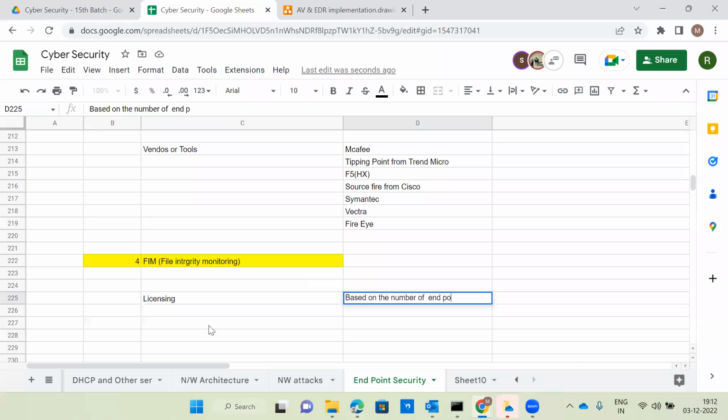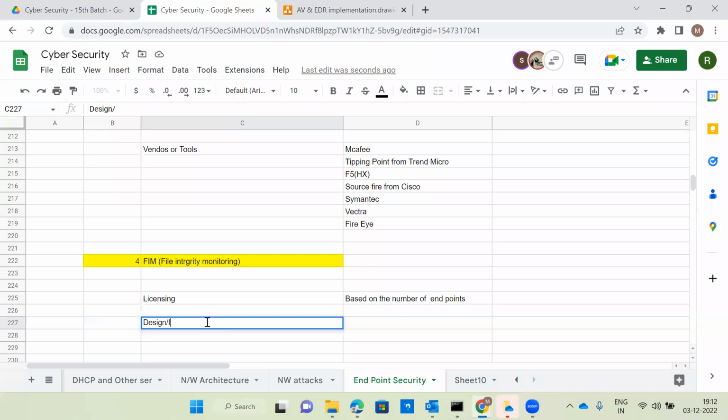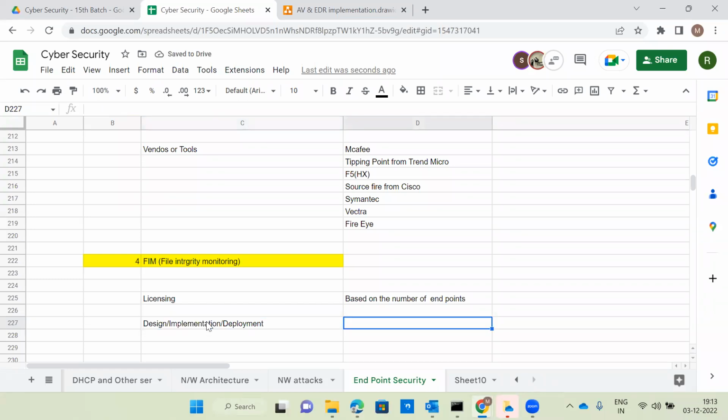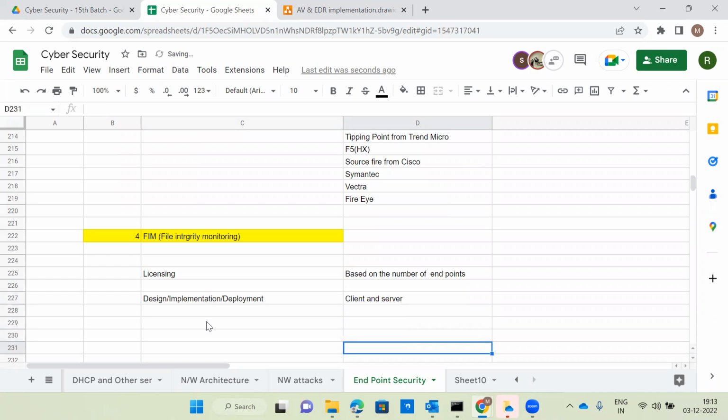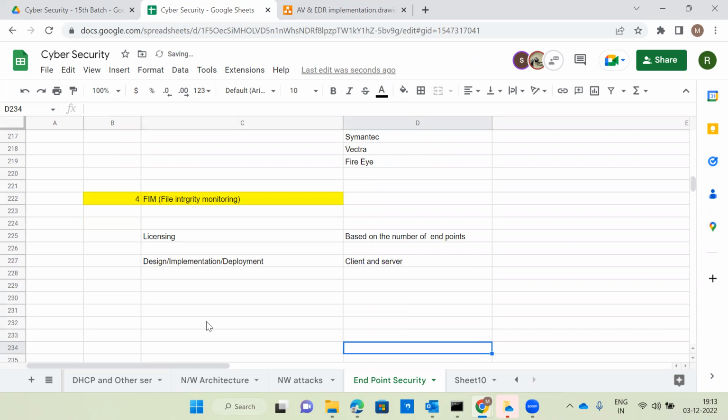Next one is design or implementation or deployment. Meaning here, we have to use the client and server based approach. Same thing. Now you are getting it, right? A couple of people asked questions in the morning: what is the DLP design and implementation? What is file integrity monitoring design and implementation? It's common for all the endpoint security solutions. Hope you are getting it now.